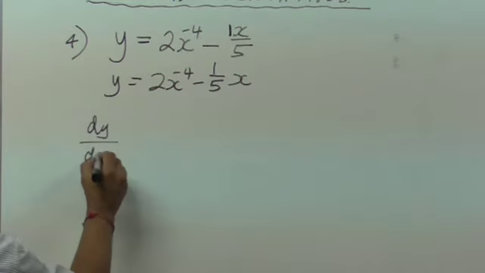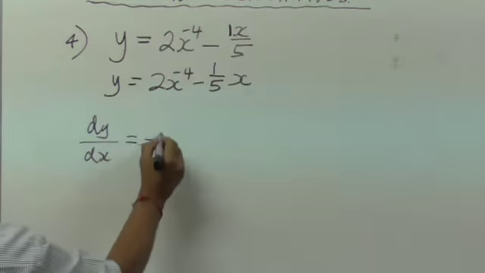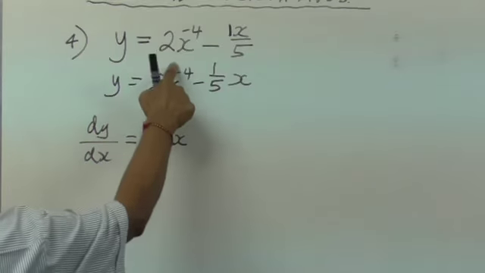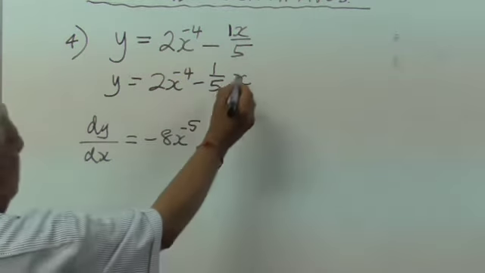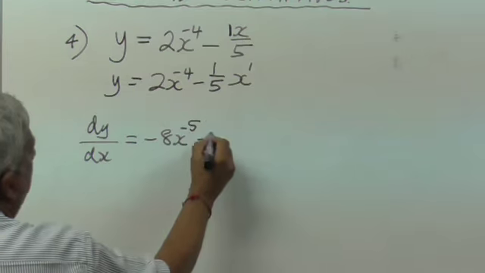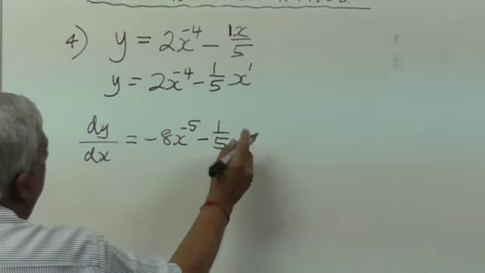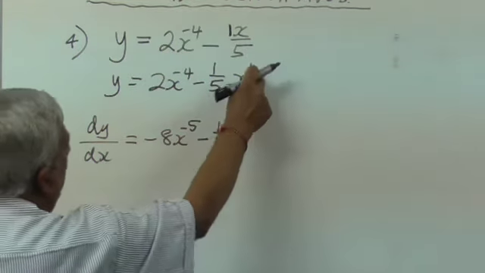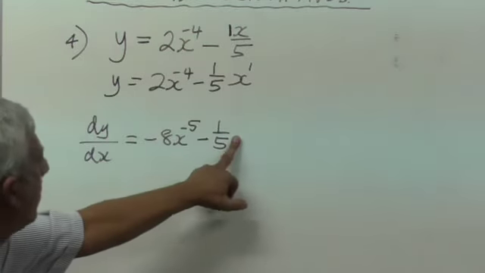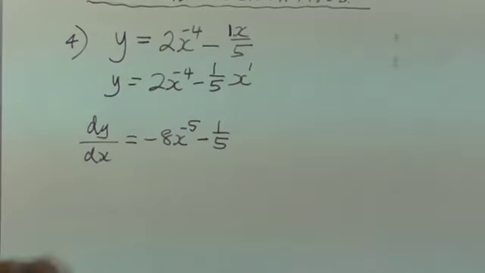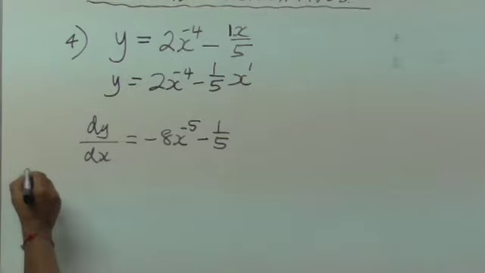dy by dx is equal to negative 8x to the minus 4 minus 1. Put it in your calculator, minus 5. Now this 1 times that will give you minus 1/5. And if I write down x here, x to the 1 minus 1 will give me x to the 0. I can ignore x to the 0. So that is the final answer. Right.